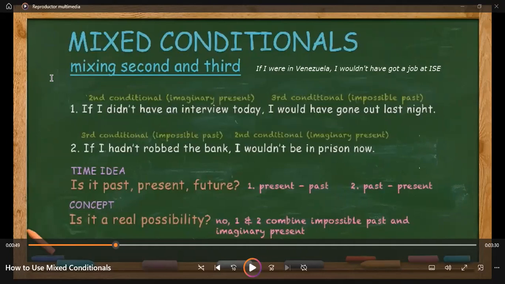So both sentences express things that are impossible. I am not in Venezuela, and I have got a job at ISE. Okay? So is that a real possibility? No, it's not a possibility that I am in Venezuela because I live in Ecuador at the present moment. Okay? So my past would be different.